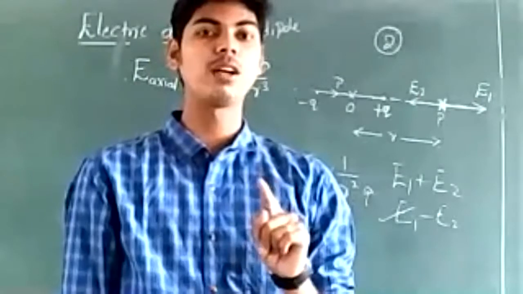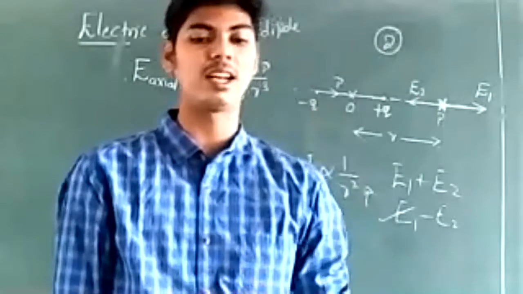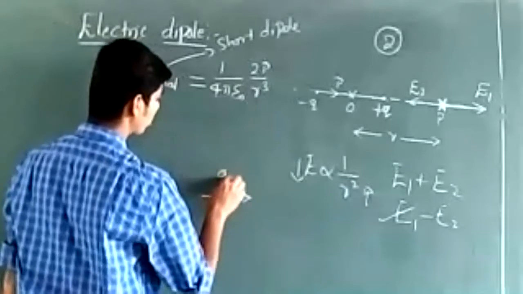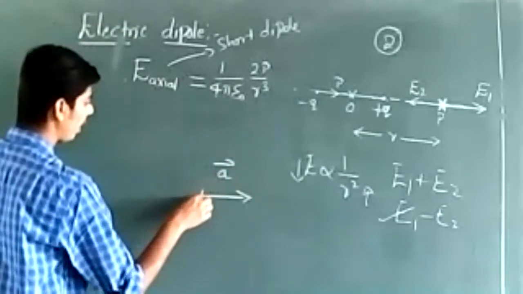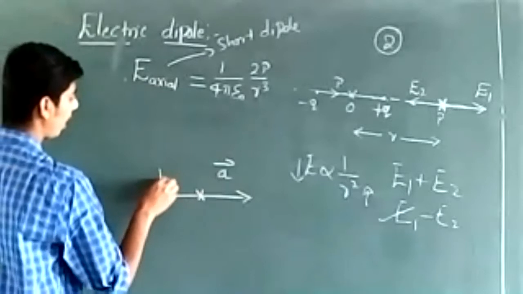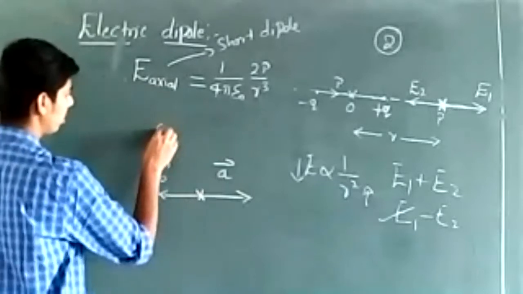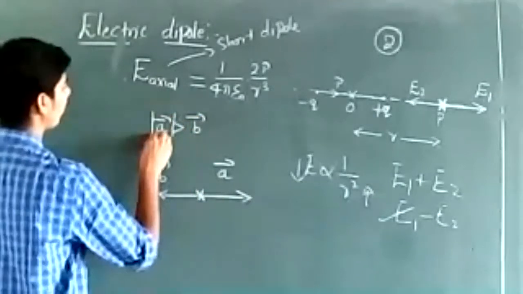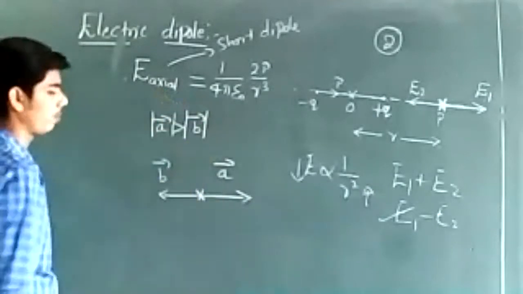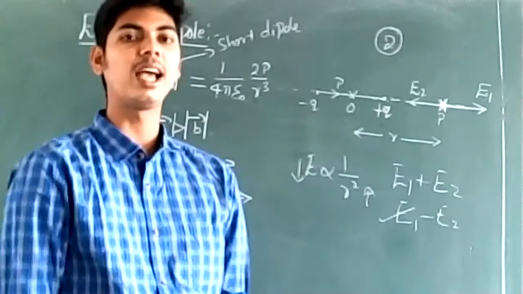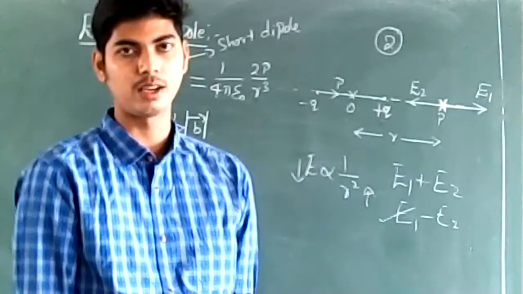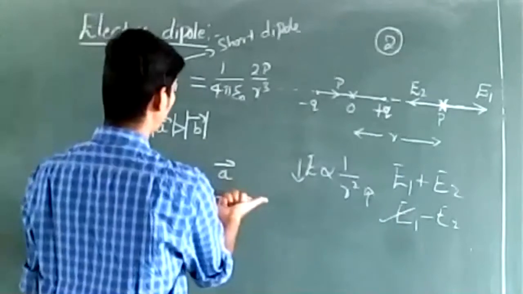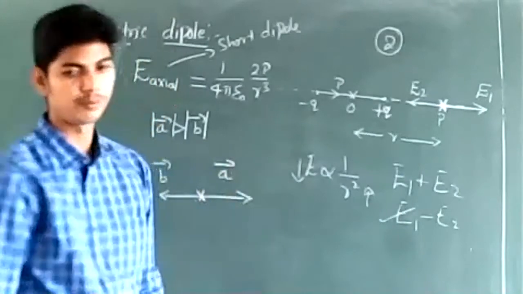Can you tell me what will be the direction of the resultant electric field? Suppose two vectors, say A and B, are acting in opposite directions such that the magnitude of vector A is greater than the magnitude of vector B. What will be the direction of the resultant vector? Whether the resultant vector will be in the direction of A or in the direction of B.